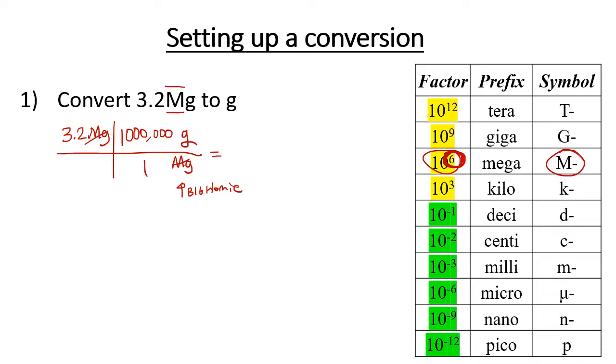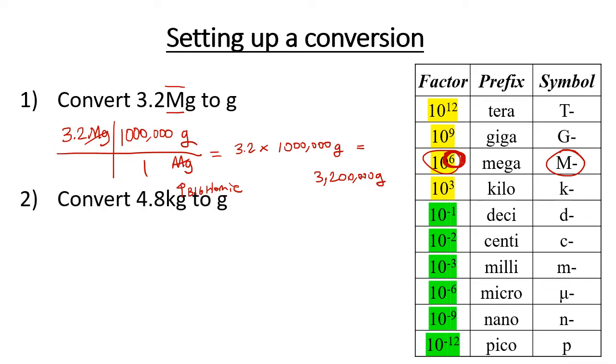Mega would cancel, and then I would get something where we have a multiplication here. Numbers on top get multiplied, and I'm going to carry that unit across, and so I get 3,200,000 grams. So this is how I would do number 1.